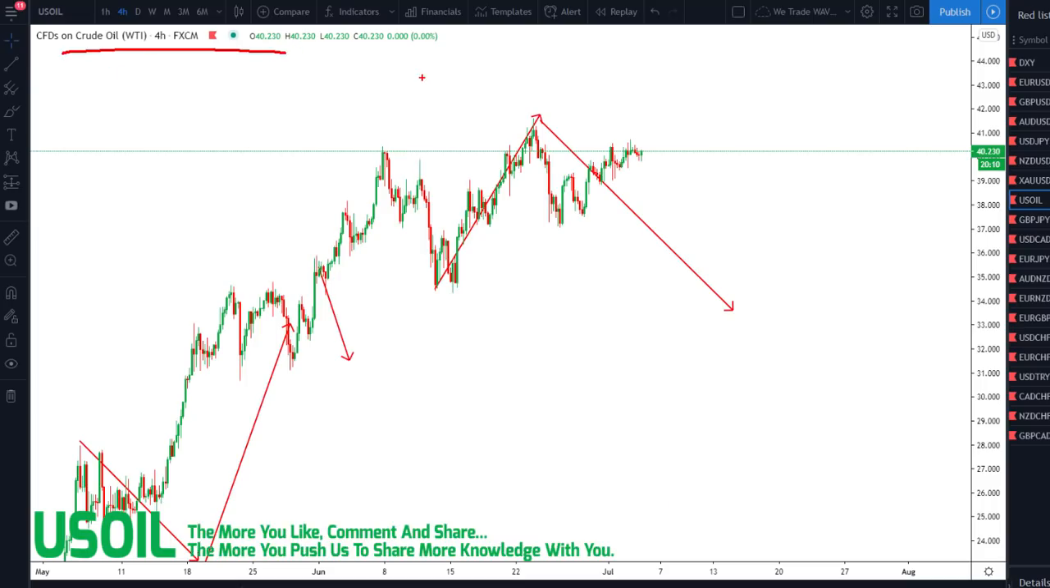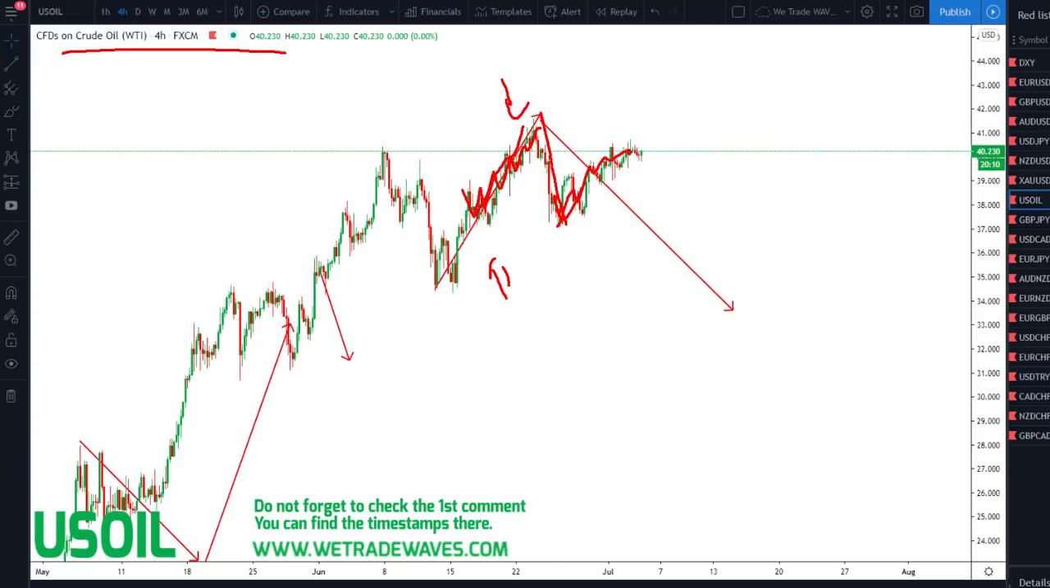US oil for this one, guys. If you remember, from here we said we are expecting the market to go up slowly and then downside again. So the market went up slowly, went back down, and now we are in a bigger corrective structure. For US oil, we are expecting a down wave.